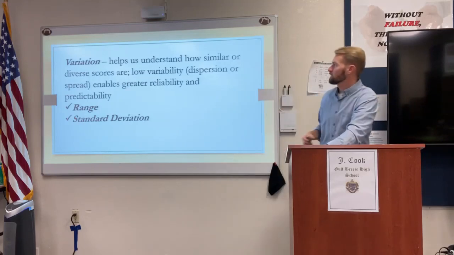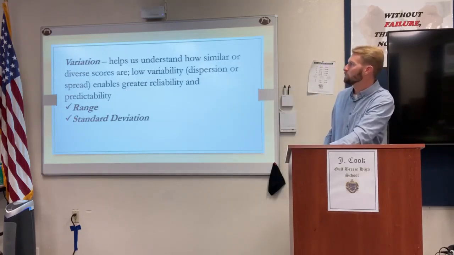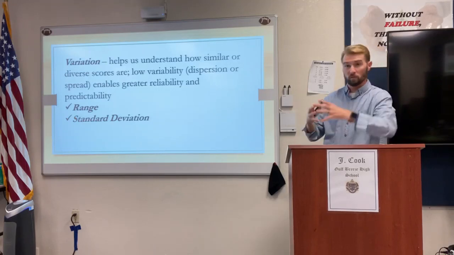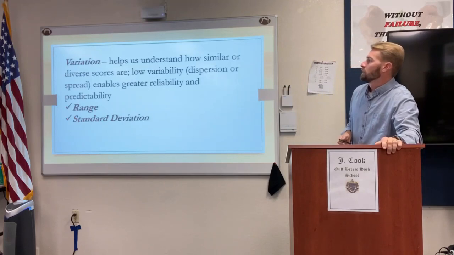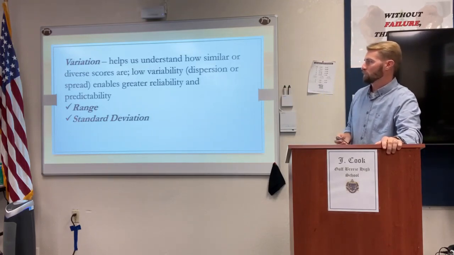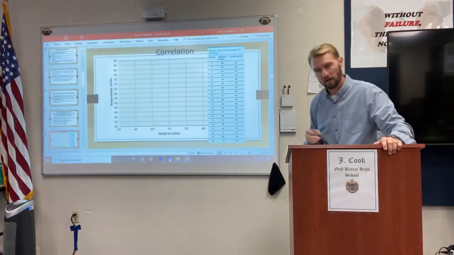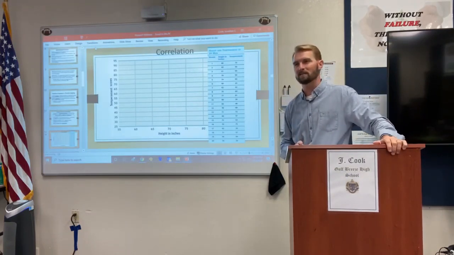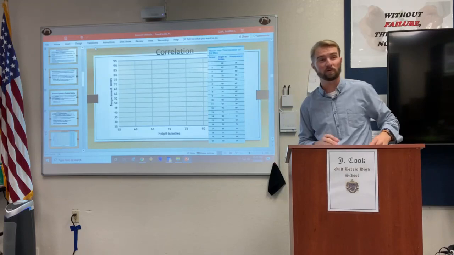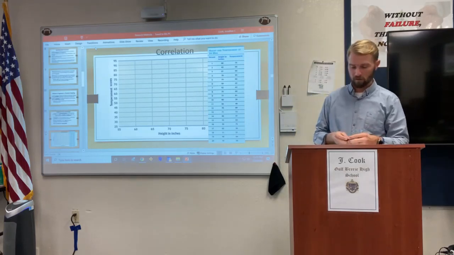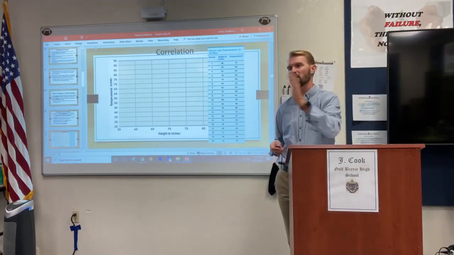So variation helps us understand how similar or diverse our scores are. Low variability, which is a widespread, means that there's not much of a relationship there. And greater reliability and greater predictability, right? And that is that. So does anybody have any questions about statistical data or measures of central tendency? That's a big portion of the chapter. So if you guys start working on your study guide, these are from several different modules.